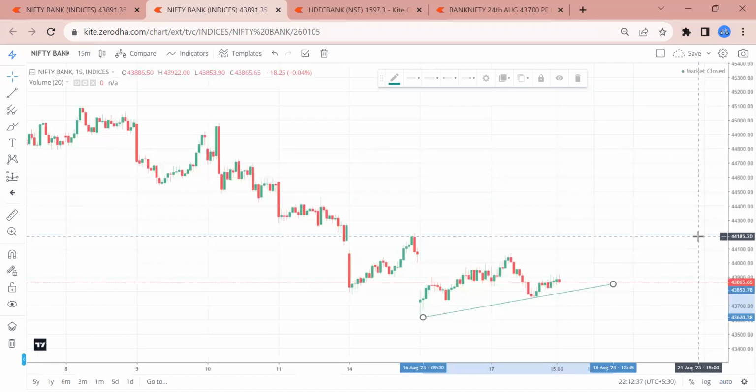The way the candles are getting formed looks like market participants are waiting for some event to make their decision in terms of the overall direction that they want to take.